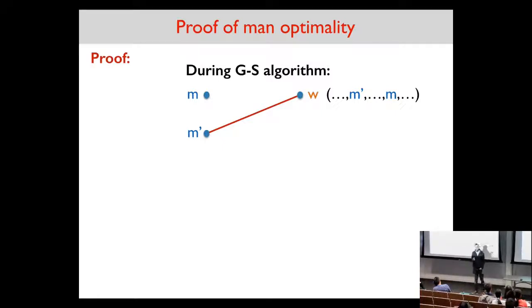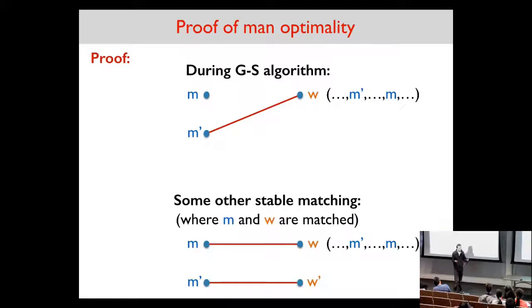But what does it mean to be a valid partner? It means that there's some stable matching in which M and W are matched indeed. So let's look at that matching now. So there's some other stable matching where M and W are matched. Okay, so let's say it looks something like this, M and W. And in this matching, M prime, this M prime from there, is going to be matched to some other woman. We don't know. Let's call it W prime.